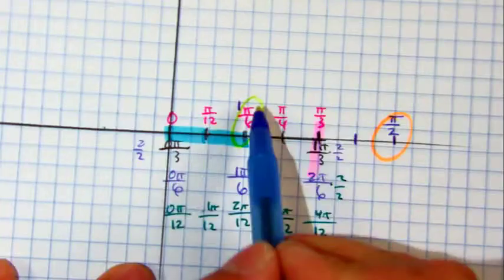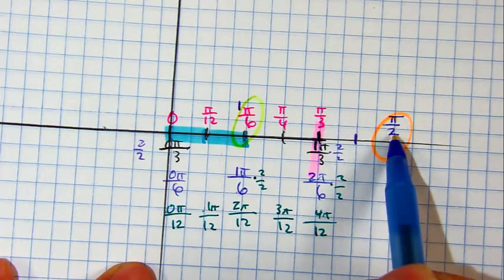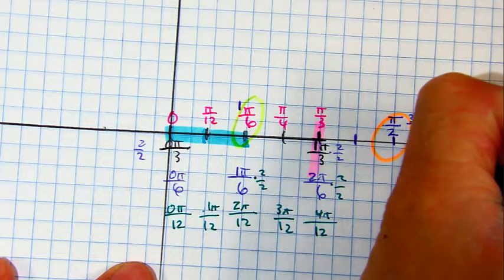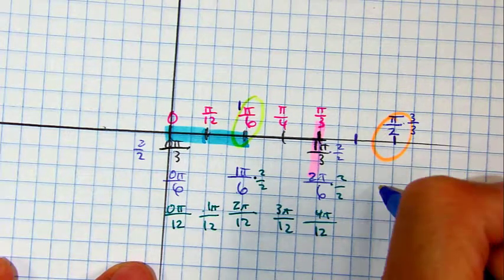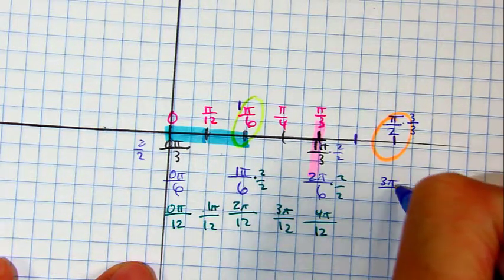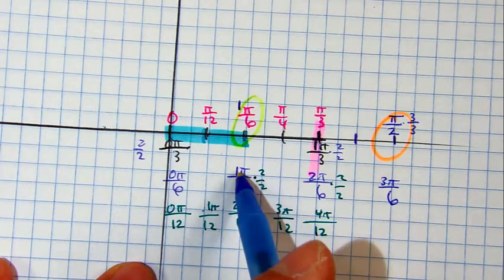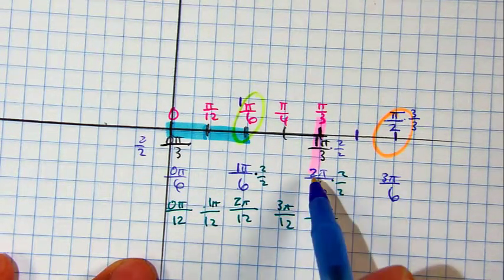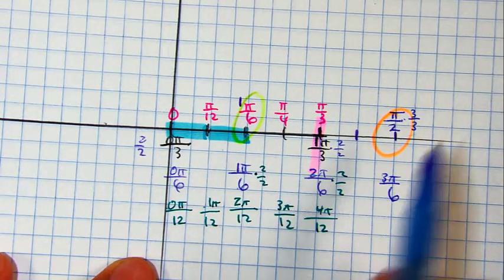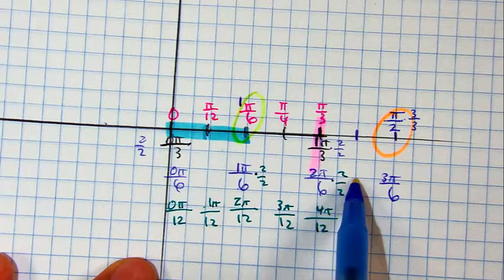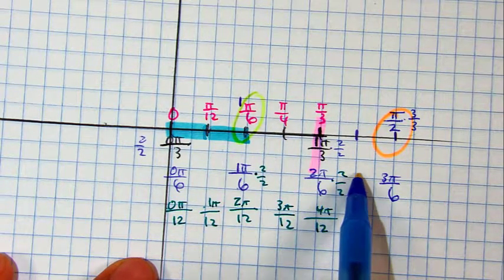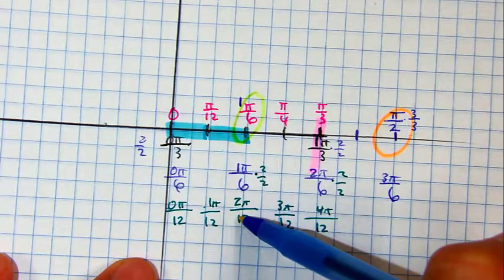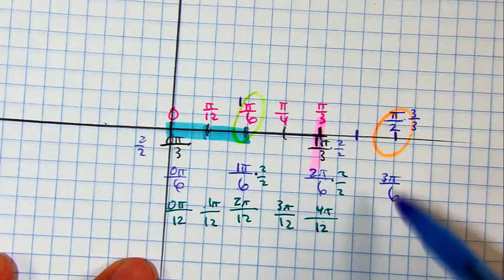1 pi over 6. And to get a denominator of 6, I'm going to multiply this one by what? 3. So this is equivalent to what? 3 pi over 6. So 1 plus 3 is 4. And 4 divided by 2 is 2. Remember, I'm not going to write 2.5 pi over 6, so I'm going to double these. So 2 pi over 12, 4 pi over 12, and this will be 6 pi over 12.